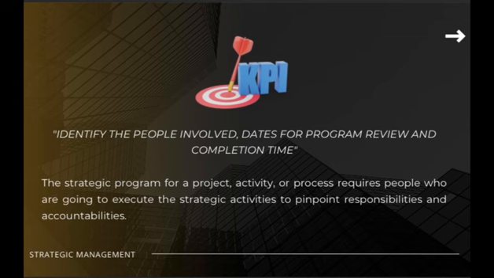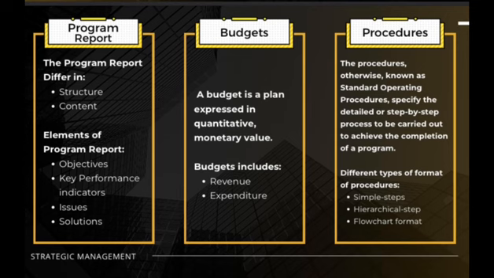Next, we have to identify the people involved, dates for program review, and the completion time. The strategic program for a project, activity, or process requires people who are going to execute these strategic activities to pinpoint responsibilities and accountabilities. These people must have the necessary knowledge, skills, and competency to efficiently achieve the desired output. Next, let's talk about the preparation of program reports, budgets, and procedures.